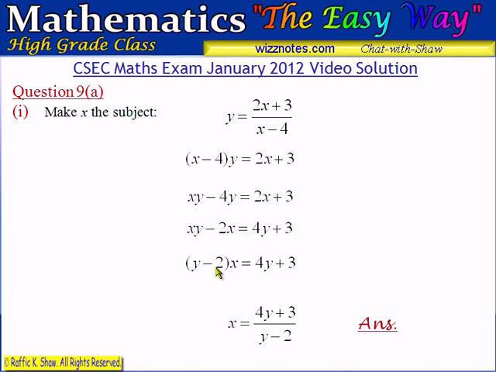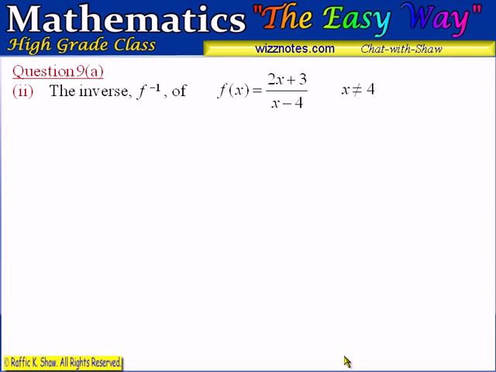We take the y minus 2 over onto this side, but we bring it down. So we divide by it. And that's the result. And x is now the subject of the equation. So that's the answer for part 1. Let's move down now to part 2.